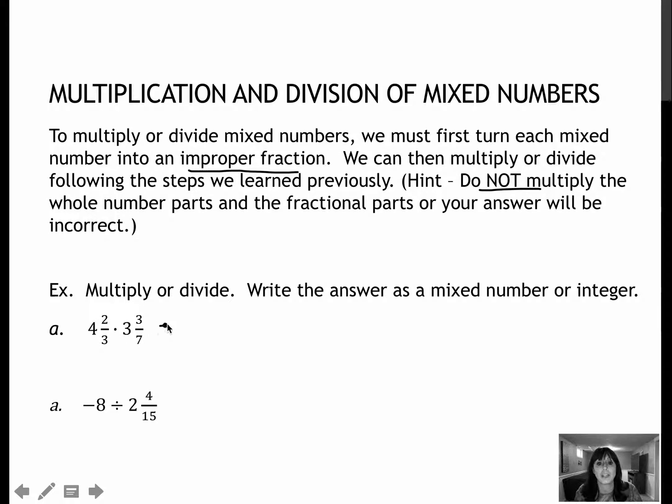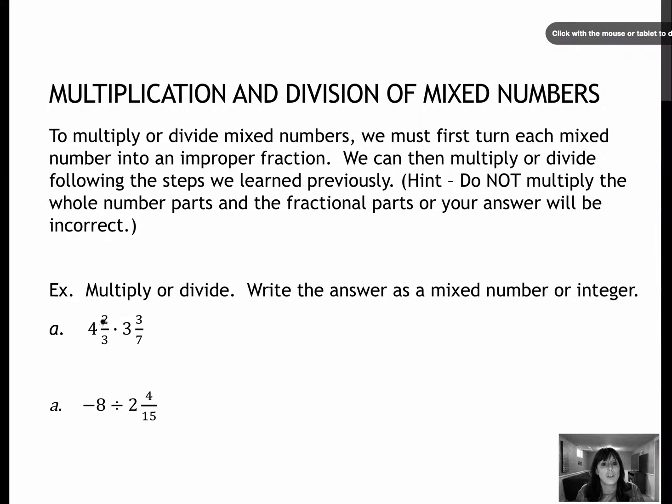What some people tend to do is say 4 times 3 is 12, and then 2/3 times 3/7 is 2/7, and that's my answer. That is not the correct way to do it. So it's very important that you turn them into improper fractions first.